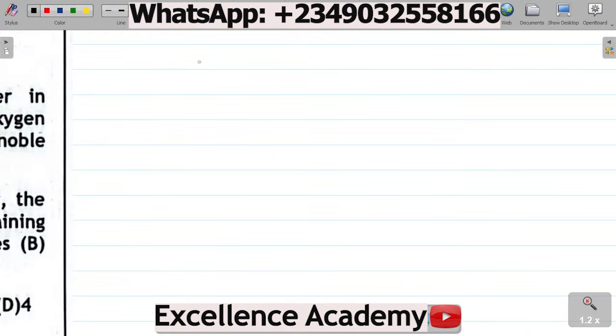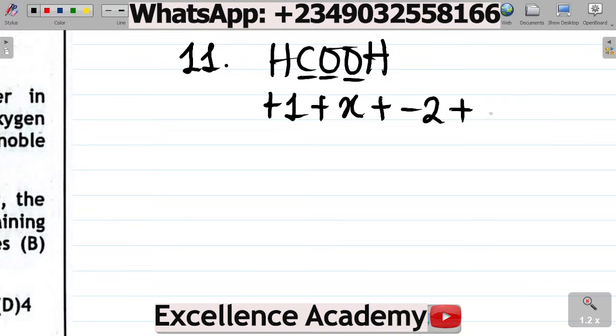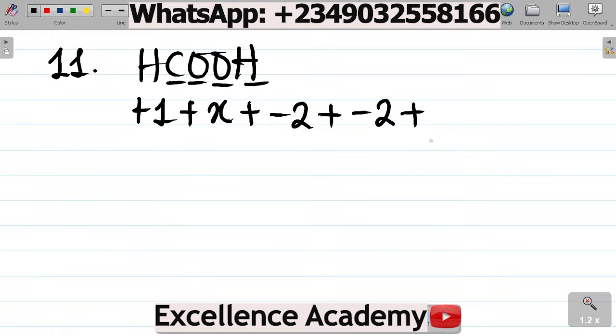For question number 11, let's get the compound there. You're asked to find the oxidation state of carbon. First things first, for hydrogen, we know it's plus 1. So that becomes plus 1, plus for carbon, we'll assume it to be an unknown, x, plus for oxygen, this will be minus 2, plus for this oxygen, this is minus 2, plus you have the final hydrogen there. The oxidation number of hydrogen is plus 1.